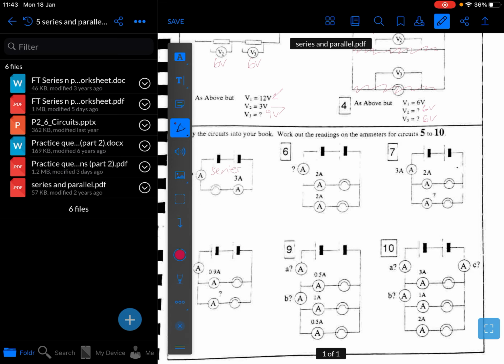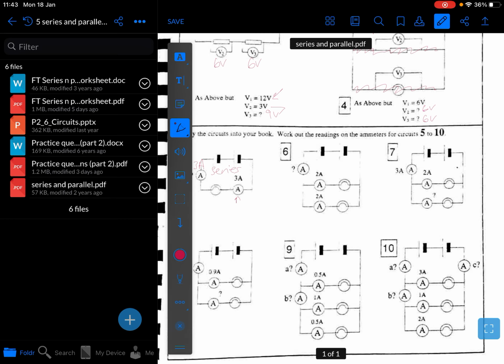So if you have current in a series circuit, it is the same the whole way round. So if you have 3 amps here, you must have 3 amps here. Now the theory behind this is that electrons can only go at a certain speed in that loop, and there's nowhere for them to go. So all of those electrons flow at the same speed all the way round.